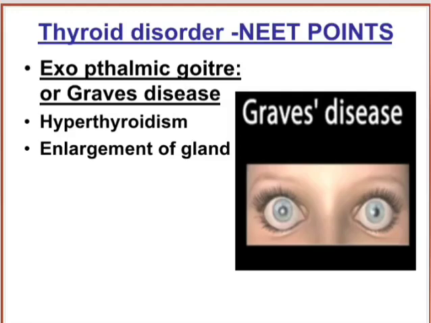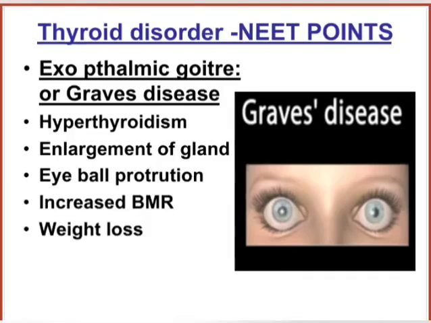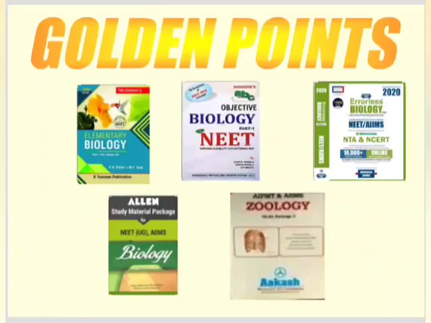There's a protrusion of eyeball. That's why it is called exophthalmic goiter. Exo means outside. Ophthalmic means eyeball. Exophthalmic goiter means protrusion of eyeball because of the accumulation of thyroxine hormone behind the eyeball, which has a lot of symptoms. It is characterized by enlargement of thyroid gland, protrusion of eyeball, increased basal metabolic rate, and loss of body weight.